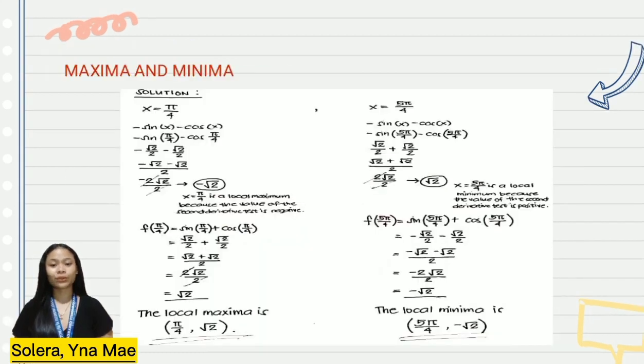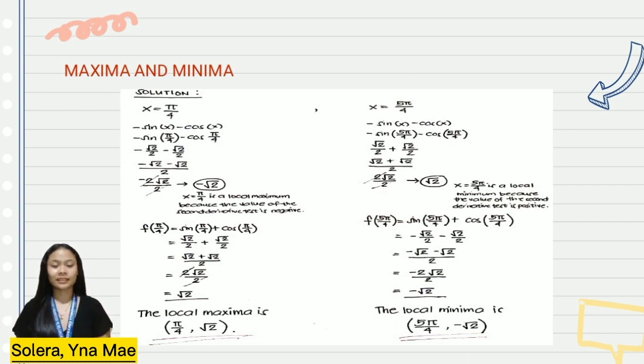The second derivative of the function is negative sine x minus cosine x. Evaluate the second derivative at x equals pi over 4. So negative sine pi over 4 minus cosine pi over 4 equals negative the square root of 2 over 2 minus the square root of 2 over 2, which equals negative 2 the square root of 2 over 2, and the 2s cancel, so negative the square root of 2. X equals pi over 4 is a local maximum because the value of the second derivative test is negative.